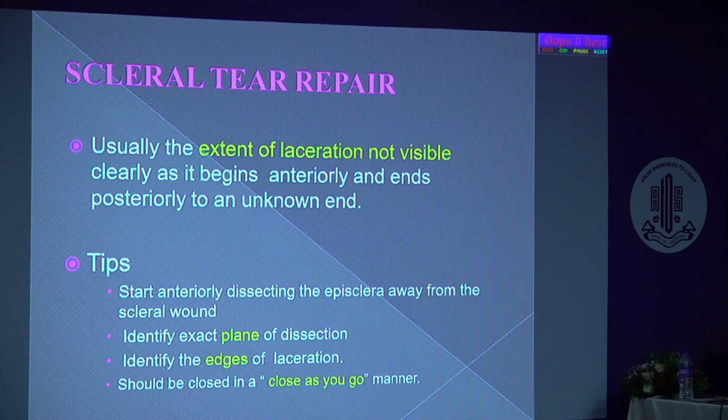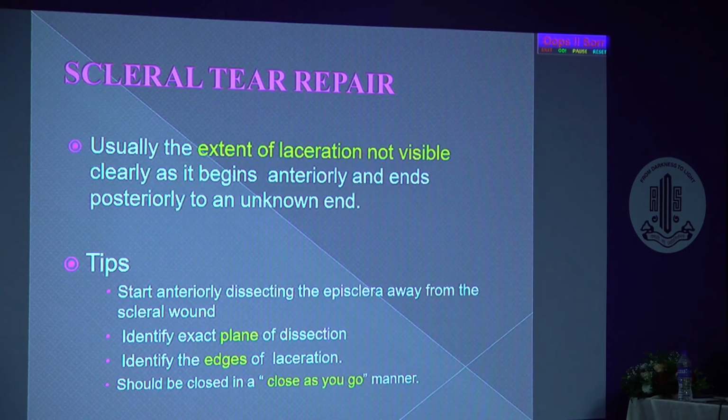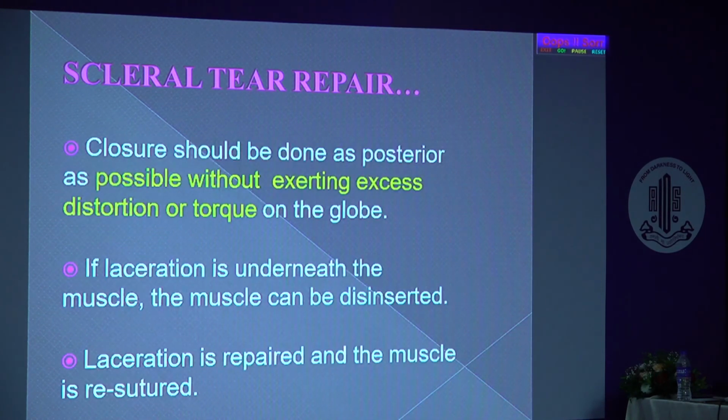So first identify the plane of dissection, meaning episcleral tissue and scleral cells separated. You separate closely till you find the other edge where the sclera is attached or non-perforated, non-sane. So identify the edge and start suturing from anterior and go slowly and slowly to the posterior. But always try to go as close as possible.